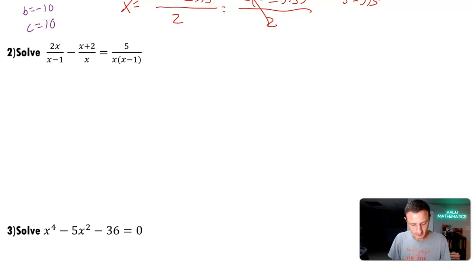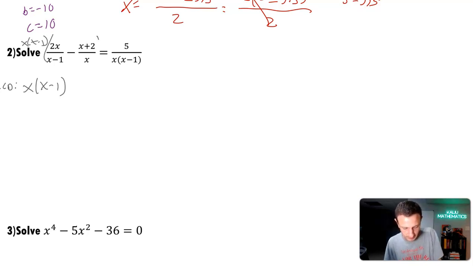So next one, solving this rational equation. Think back to rational equations. How do we solve these? To solve a rational equation, we want to multiply by the LCD. So the LCD in this case is going to be x times x minus 1. So everything is going to need to be multiplied by x times x minus 1. So I'm multiplying this side by x times x minus 1, and I'm multiplying this side by x times x minus 1.